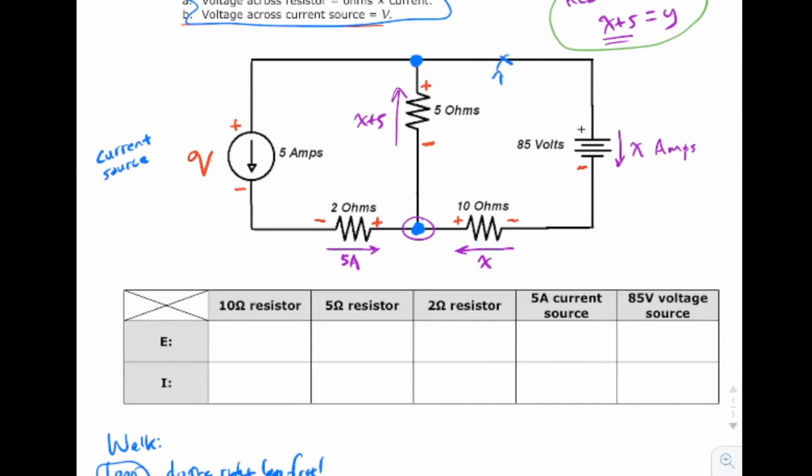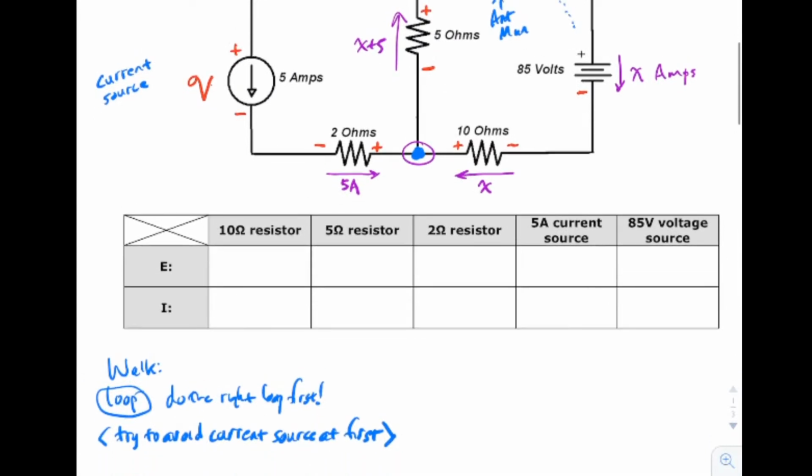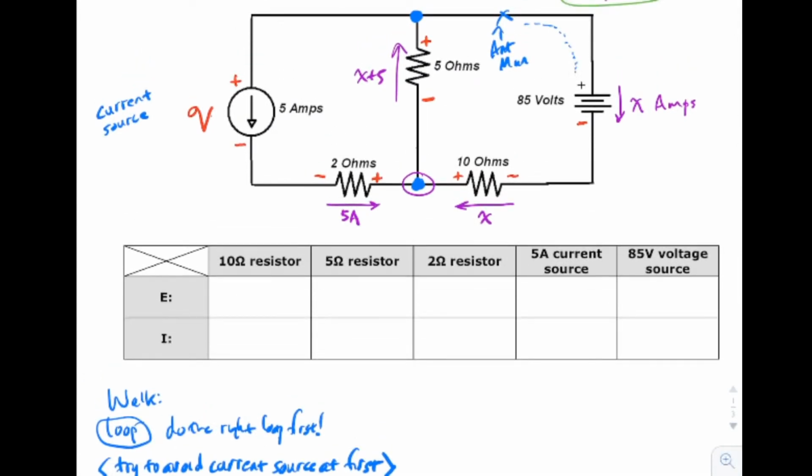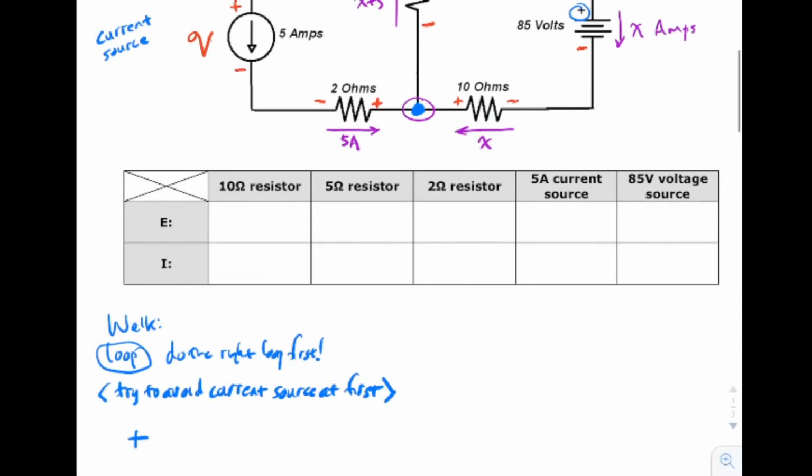Here's where I'll put Ant-Man. And I'll have him walk around maybe this way to the right, clockwise. Okay, here he goes. Ant-Man's walking. He's walking around and he has to write down all of his changes in voltage. So notice that when he comes into this battery here, he sees a plus on the way in. So I'll put a plus here, and you get the volts, and it says it's 85 volts.